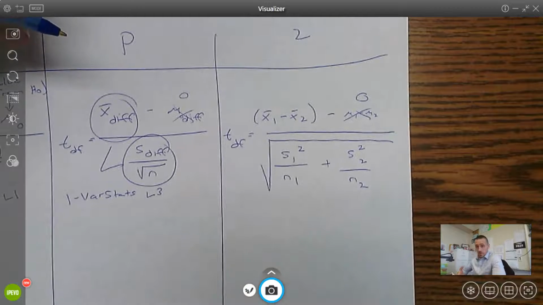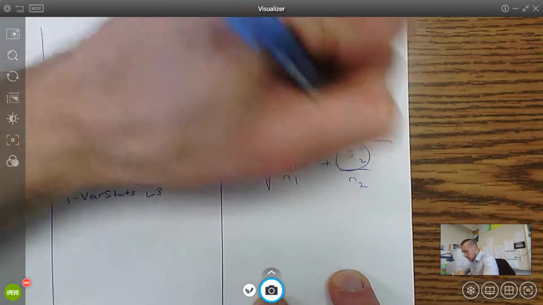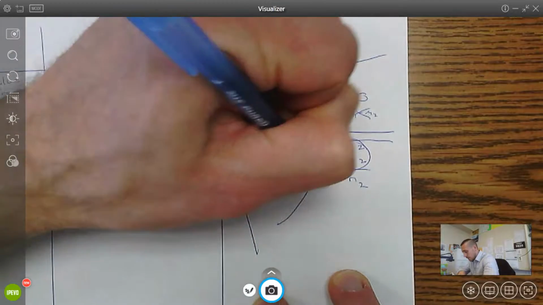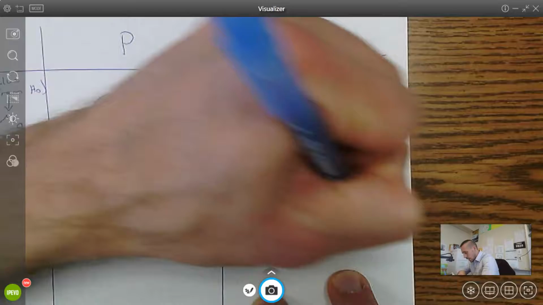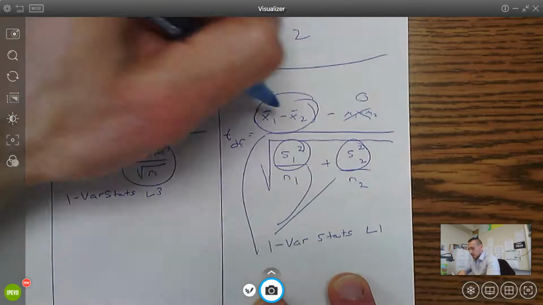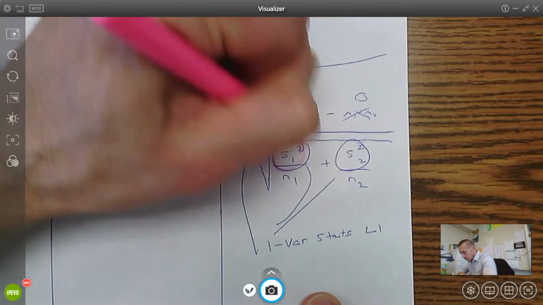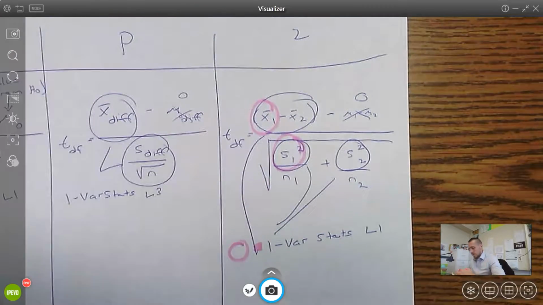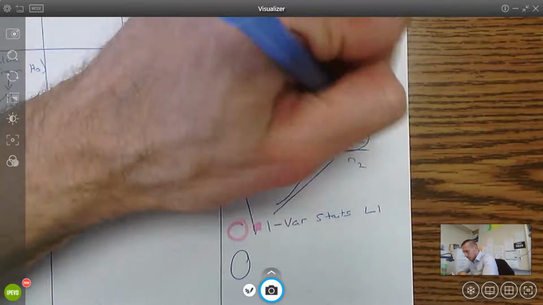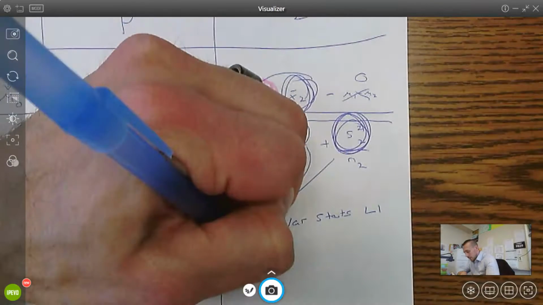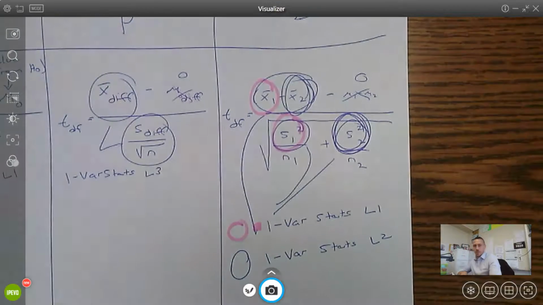They're either going to give you the summary statistics and you can substitute those values in, or if they give you the raw data, in order to calculate the means and standard deviations, you're going to have to do one variable statistics on list 1 to get the mean from group 1 and the standard deviation for group 1. That's where that's going to come from. And to get the mean and standard deviation from group 2, you're going to run one variable statistics on list 2.